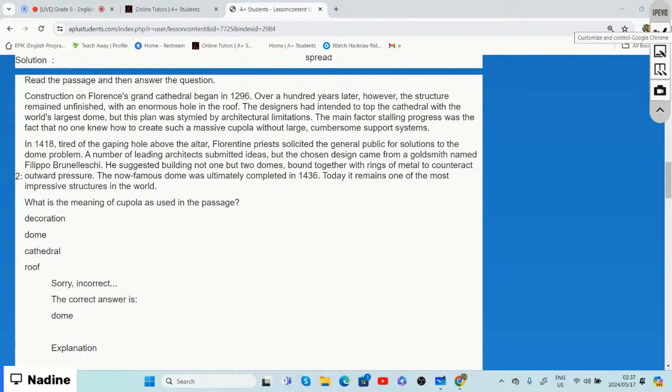So, we need to say what is the meaning of cupola as used in the passage.